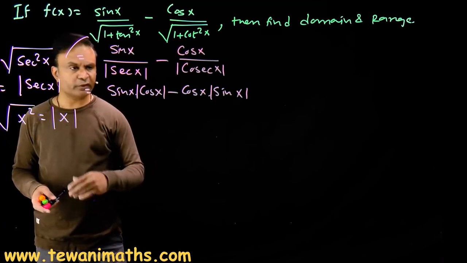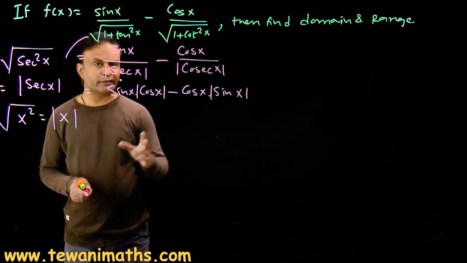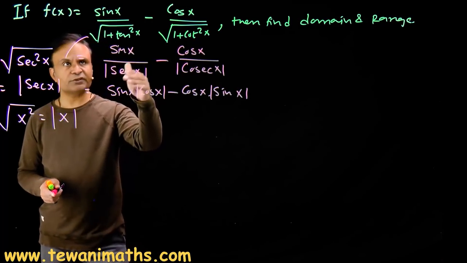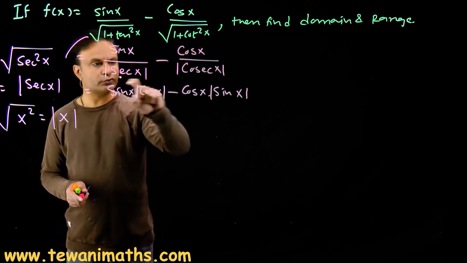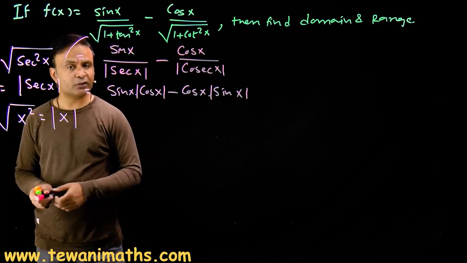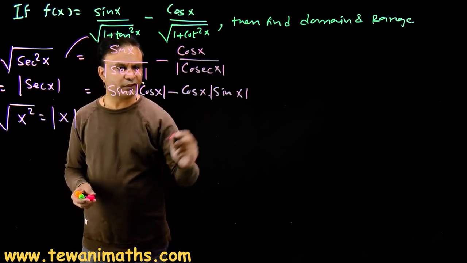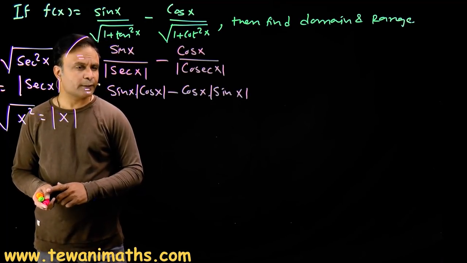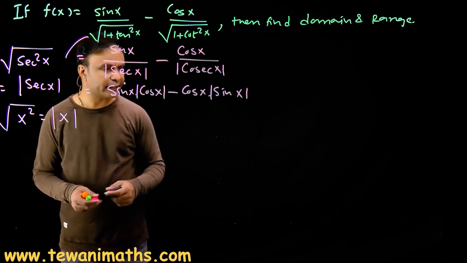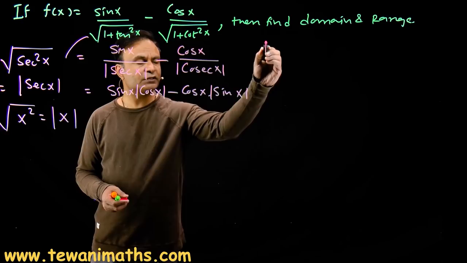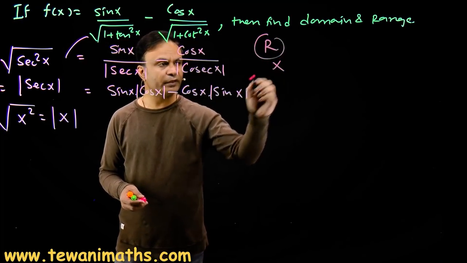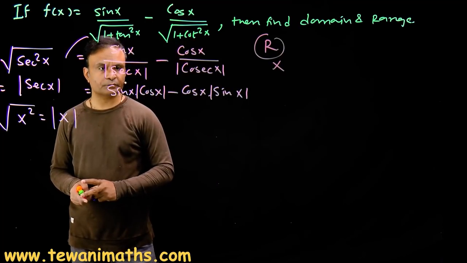Okay, now what is domain of the function? Let's first of all find the domain, then we will find the range. Now, one simplifies function from initial function to this function. In initial function, there are terms tan x and cot x, but here after simplification, we have only terms sin x and cos x. So, someone may say that domain of this function is R. This is wrong. Domain is not all real numbers.